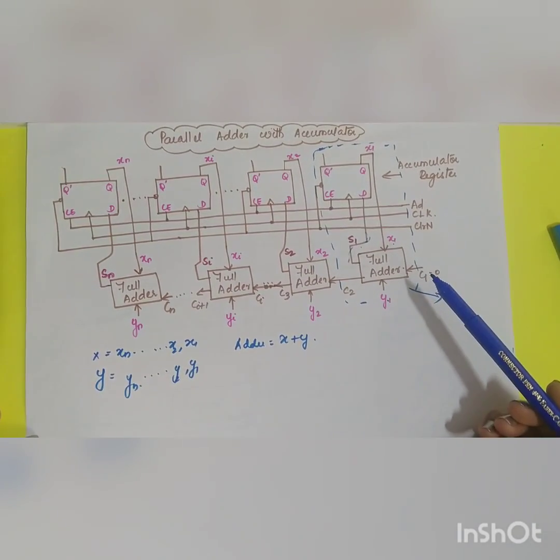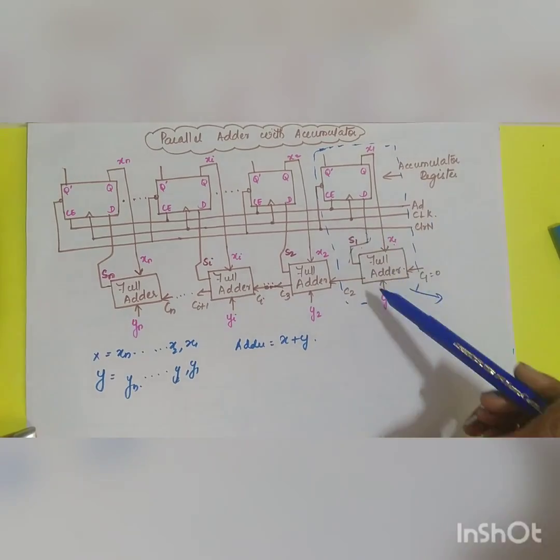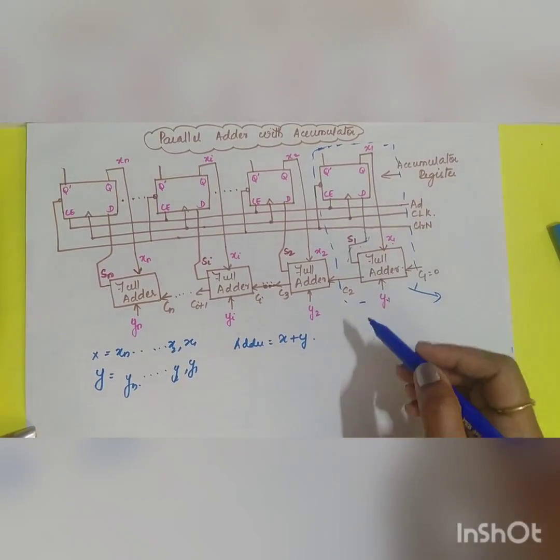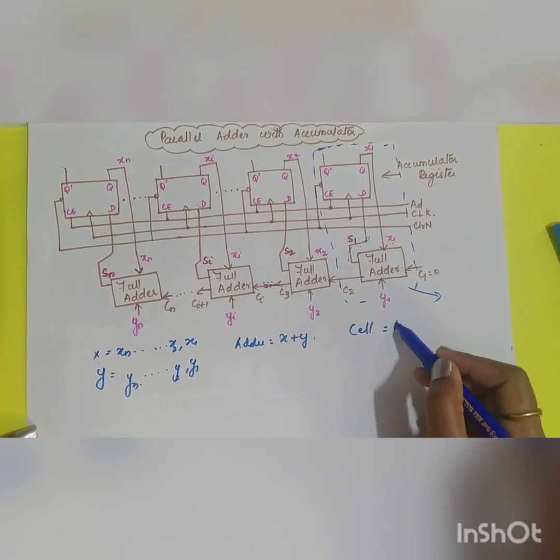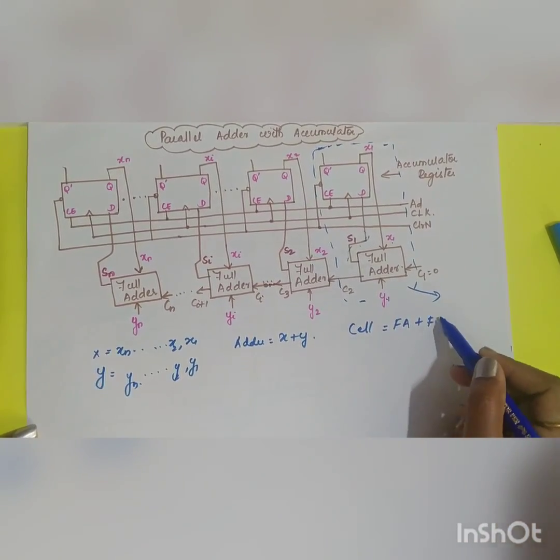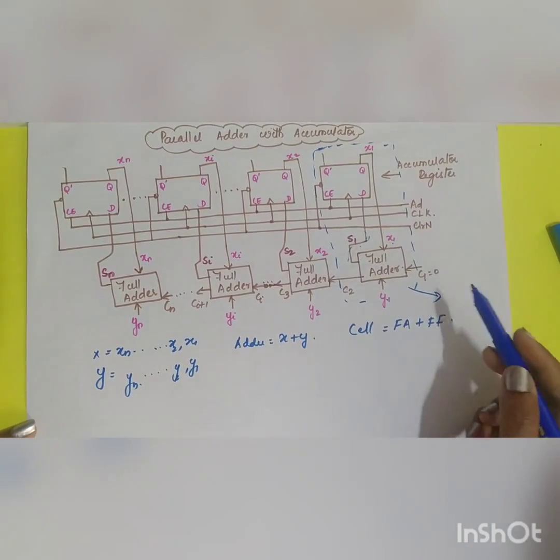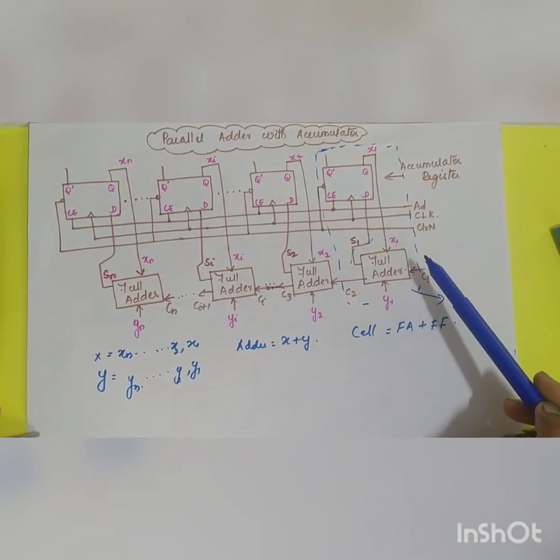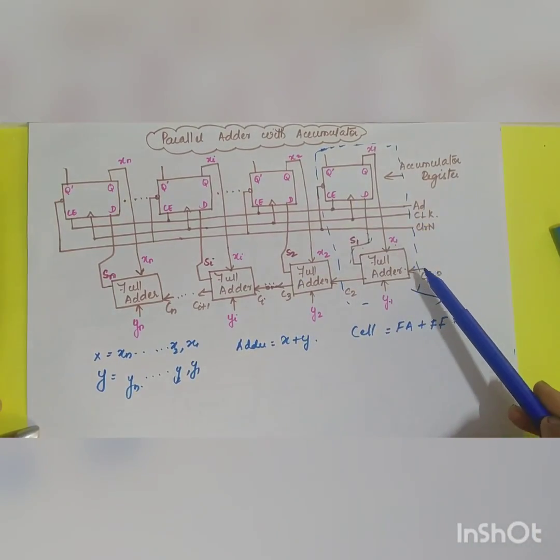It is an iterative structure where, as I have mentioned before, it has identical cells. So what is your cell? A cell is a combination of your full adder plus your flip-flop. So this is your typical cell, and this is the working principle of your parallel adder with accumulator.